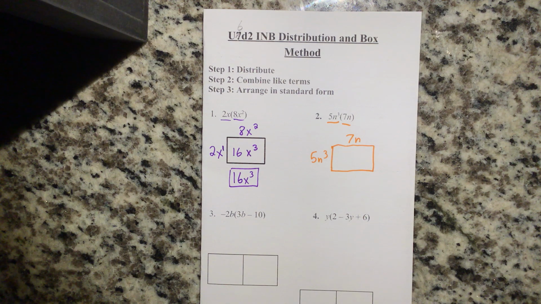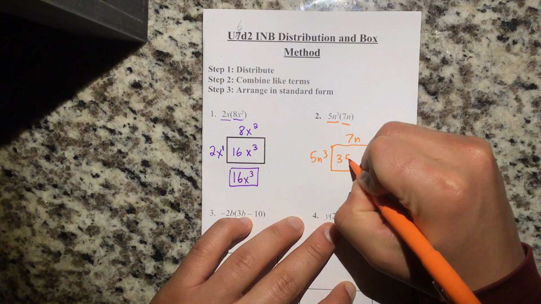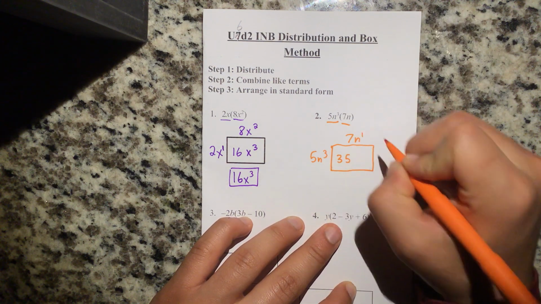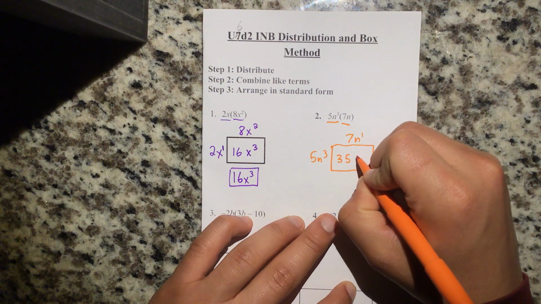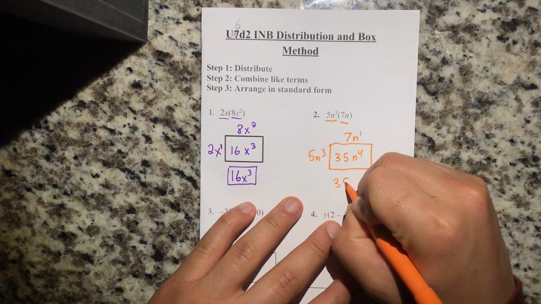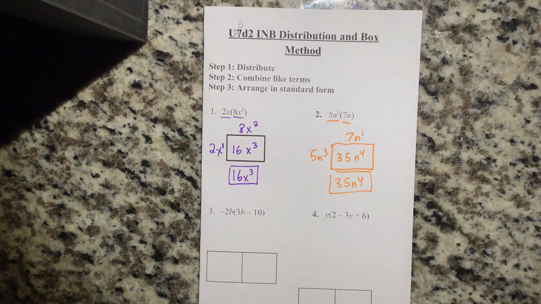Just like the first one, we multiply the coefficients, 7 times 5, 35, and we add the exponents. n to the third times n to the first, I add the exponents, 3 plus 1, n to the fourth. And I write my final answer, 35n to the fourth. Easy, just like that. That's pretty much it so far.